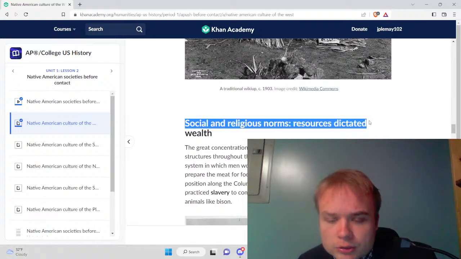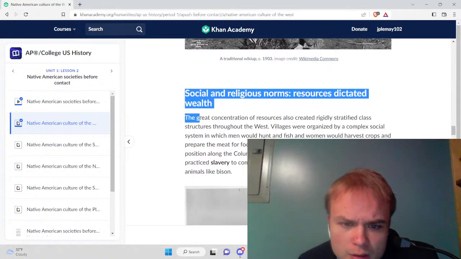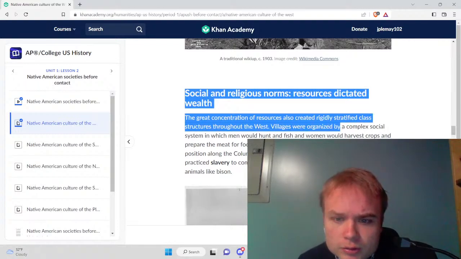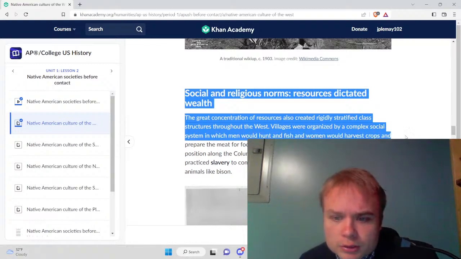1903. Social and religious norms. Resources dictated wealth. The great concentration of resources also created rigidly stratified class structures throughout the West. Villages were organized by a complex social system in which men would hunt and fish, and women would harvest crops and prepare the meat for food and trade.